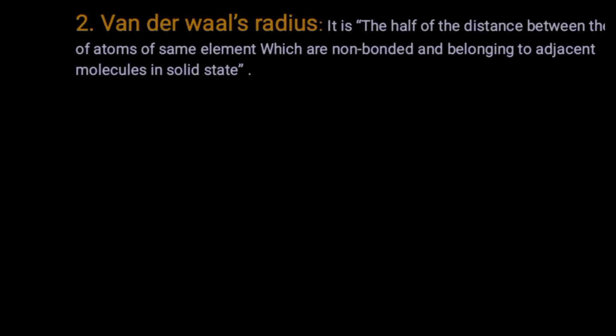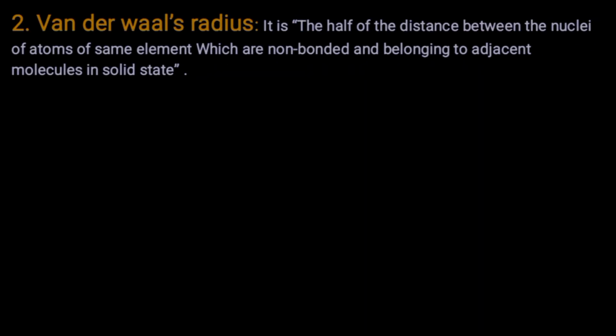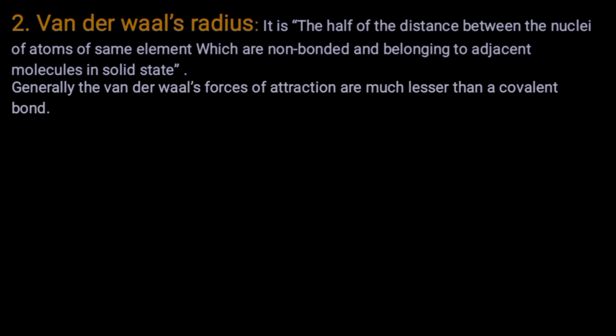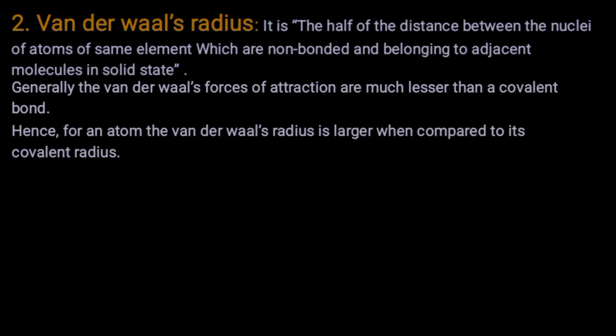Whereas the van der Waals radius is half of the distance between the nuclei of atoms of the same element which are non-bonded and belong to adjacent molecules in the solid state. Generally, van der Waals forces of attraction are much weaker than a covalent bond. That's why the distance will be more in this case, and that's why van der Waals radius is greater than covalent radius.